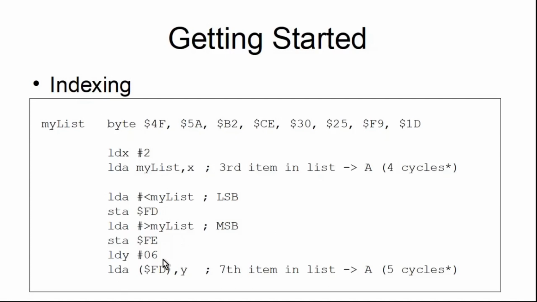Similar to what we did above, we're going to store the index. This time we're going to store it in the Y register. So in this example, since I'm storing the index value 6 in here, I'm going to get the 7th element in the list. And on this LDA instruction, you can see there's a parenthesis over here, which indicates an indirect reference. Again, we're going to pass in the low byte, and then we're going to pass in Y as the last argument, which has the index number. And this instruction costs 5 cycles.